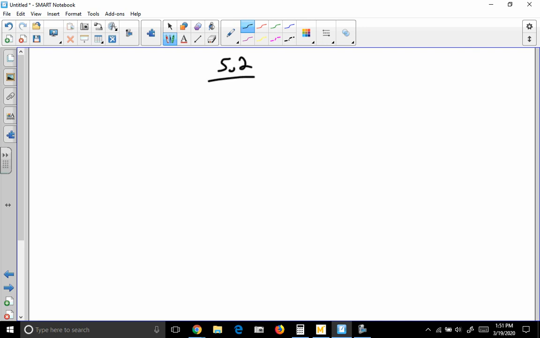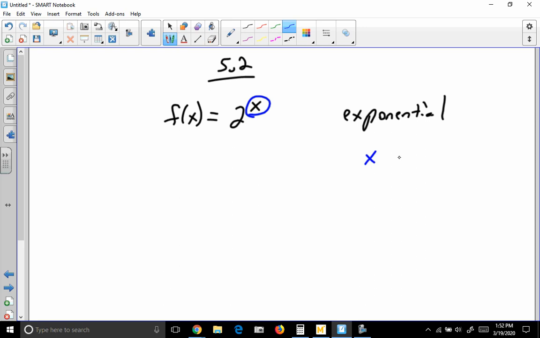5.2, we're going to look at a specific type of function, and we'll look at this as an example. This is called an exponential function. So the thing that makes it an exponential function is that our variable is the exponent. So we want to begin by graphing this function.